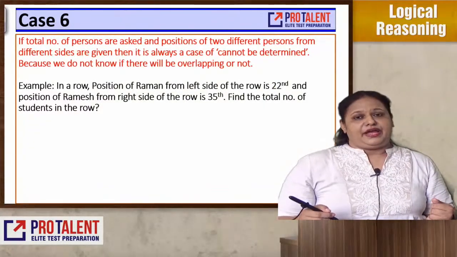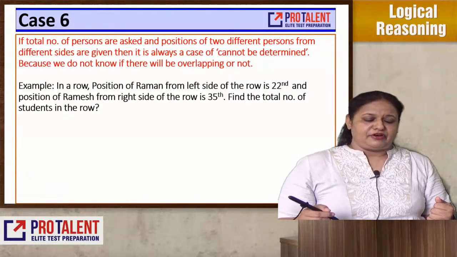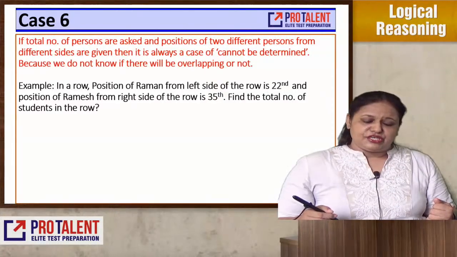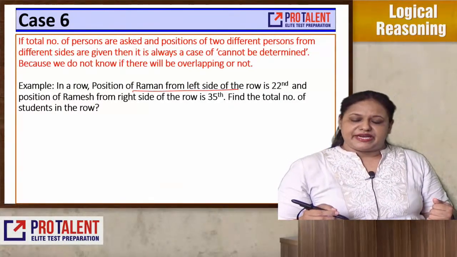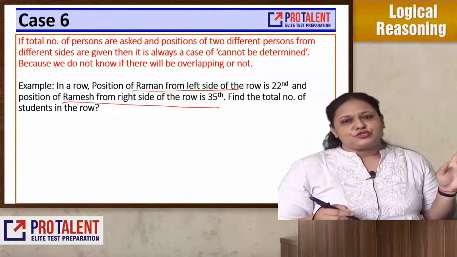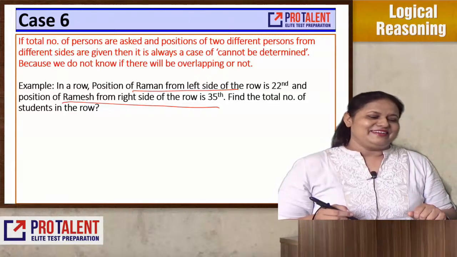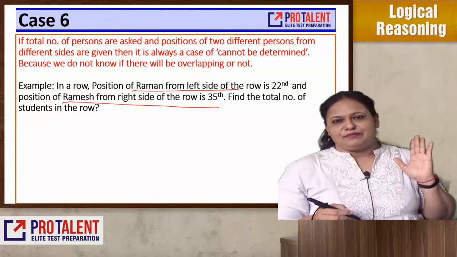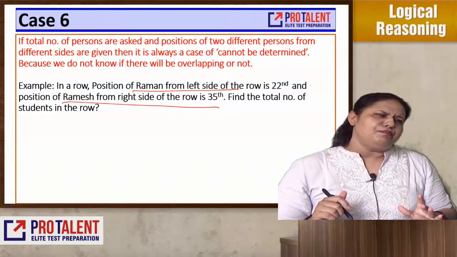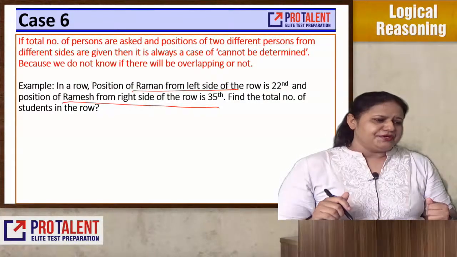Fine. Okay, and then there is one more case. If the total number of persons is asked and the positions of two different persons from different sides are given, then it is always a case of cannot be determined. For example, if the position of Raman is given from the left side and the position of Ramesh is given from the right side, Raman and Ramesh are two different people. So in that case we will never be in a position to get the total number of people. Fine. So far so good. I think basics are good because almost all of you, except for the typo errors or calculation mistakes, are doing good.